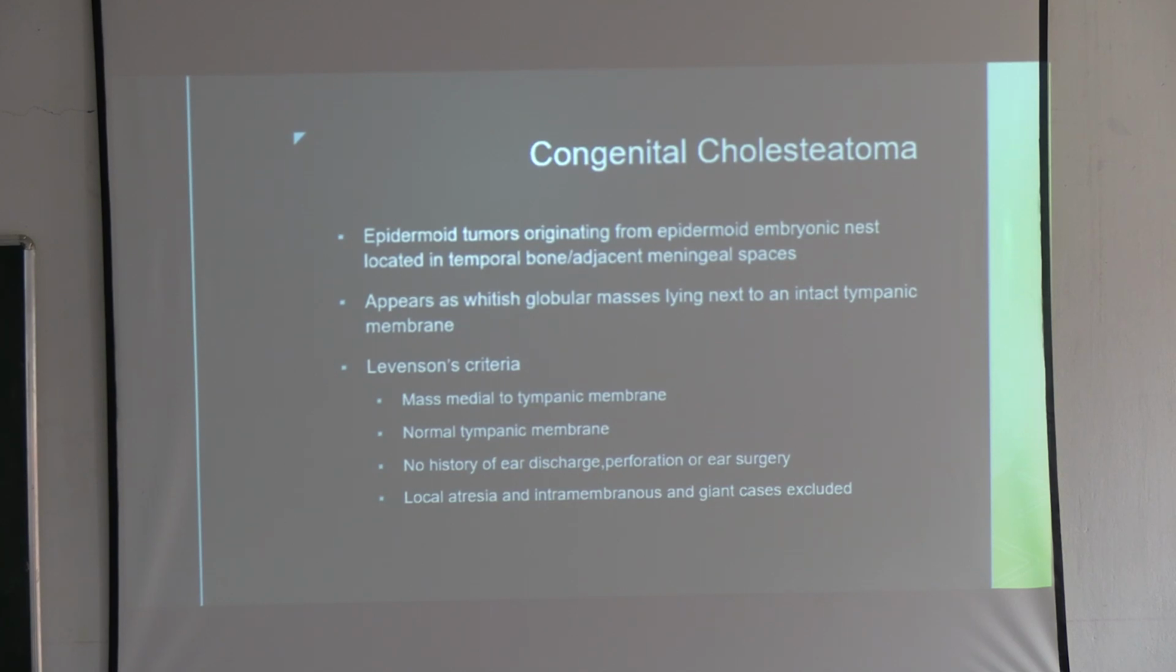What is congenital cholesteatoma? It is an epidermal tumor originating from an epidermal rest located in the temporal bone adjacent to the meningeal space. It appears as a whitish globular mass lying next to the intact tympanic membrane. This is very important: there is no perforation in the tympanic membrane. The tympanic membrane is intact, and below it you can see a white sac. What is the cholesteatoma sac?